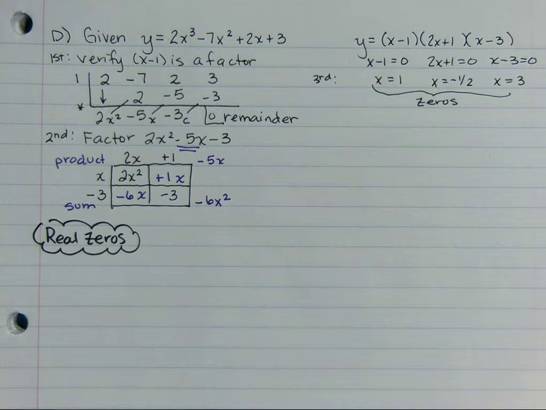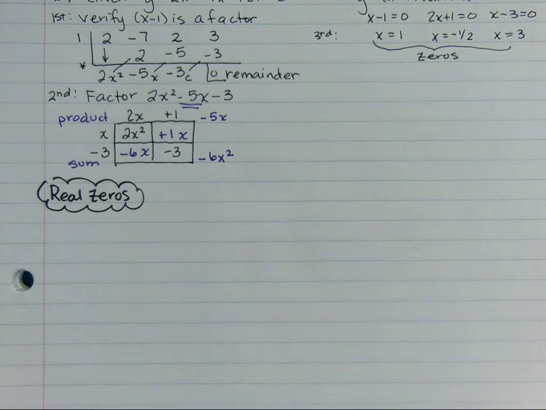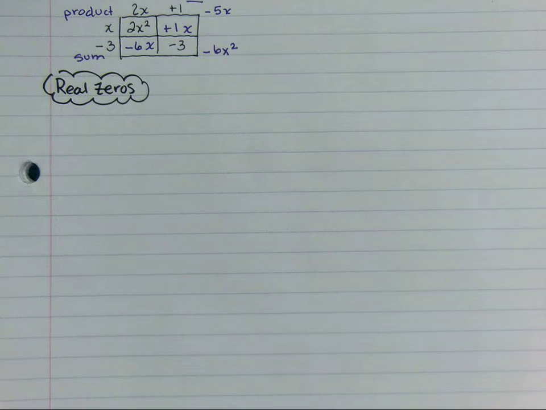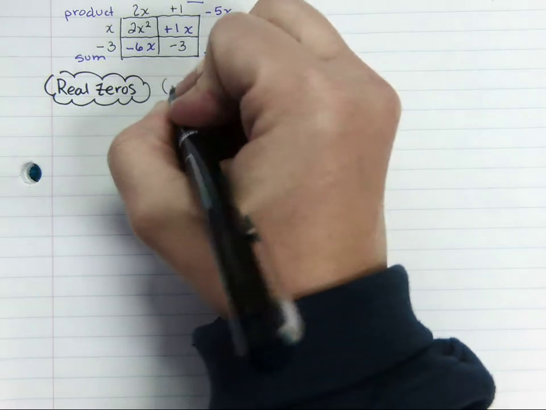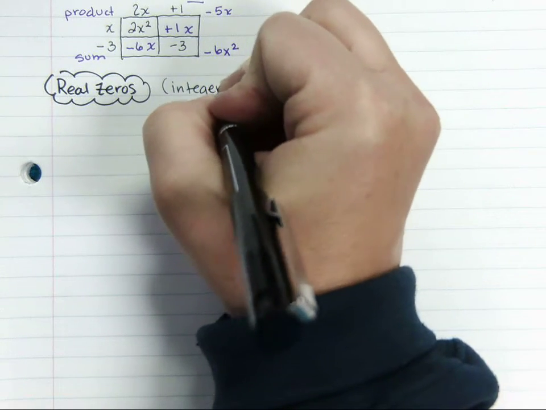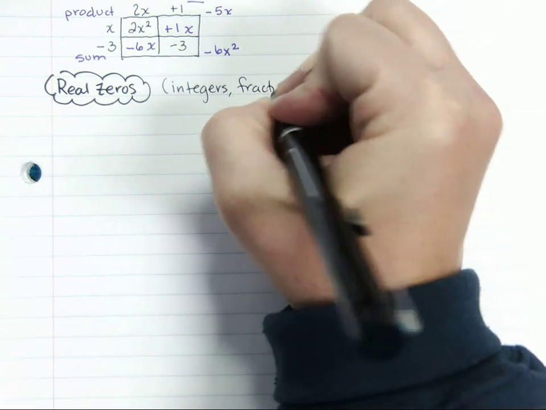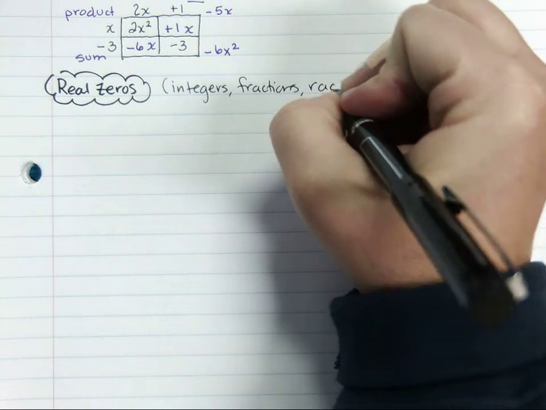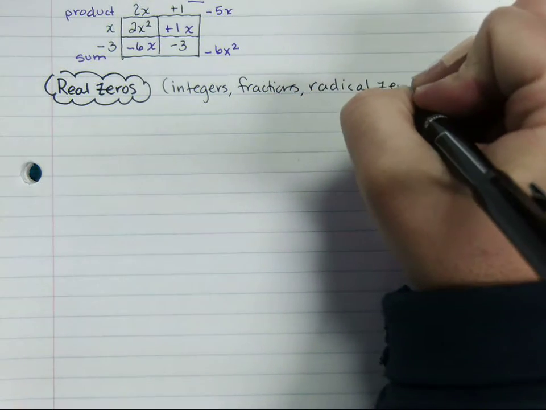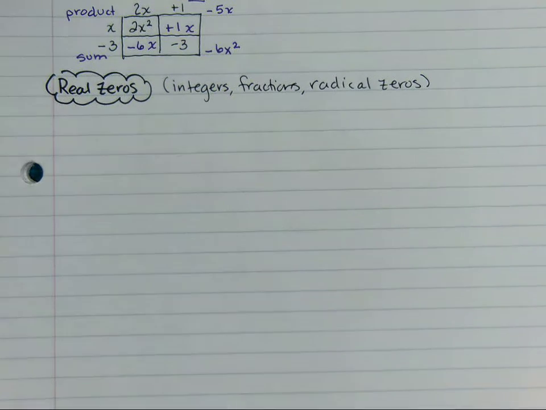And so what a real zero is, that means you're allowed to have integers, you're allowed to have fractions, but now you can also have radicals. All right. So integers, fractions, and again, radical zeros. All right. Now, when I'm talking about the radicals, I'm not talking about negatives under the radicals. All right, these are just like positive roots. So we are going to have to use the quadratic formula, which is why we spent a whole lot of time doing it. All right.